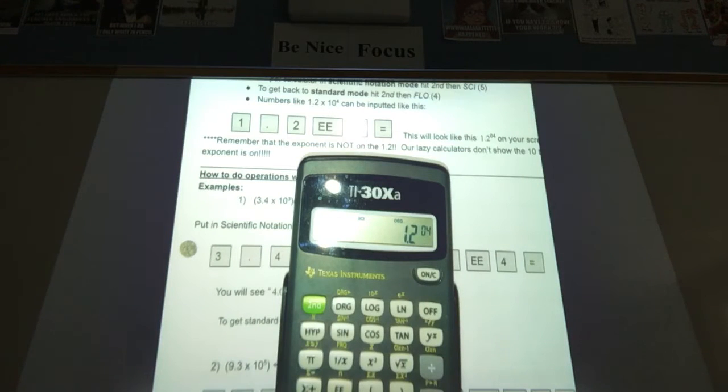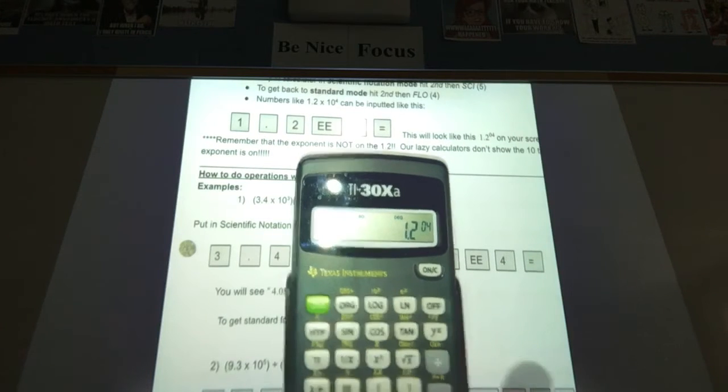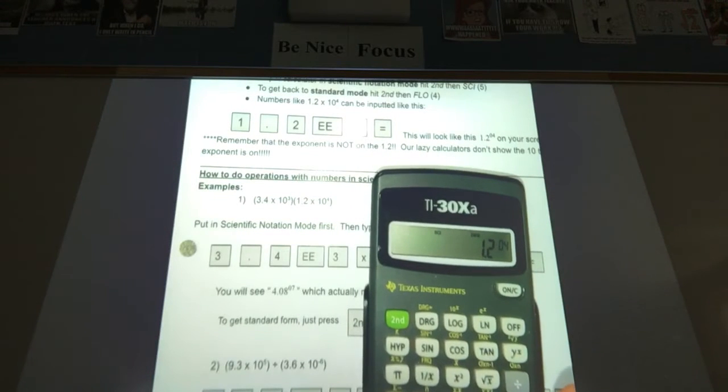If it seems like I'm emphasizing that a ton, it's because in the past, that's where my students have had a lot of problems, a lot of confusion. Make sure the exponent's on the 10.